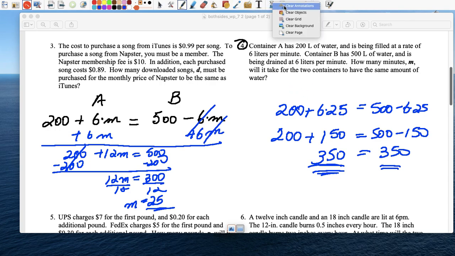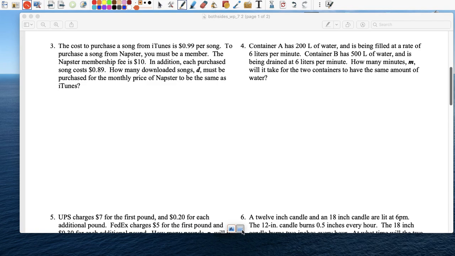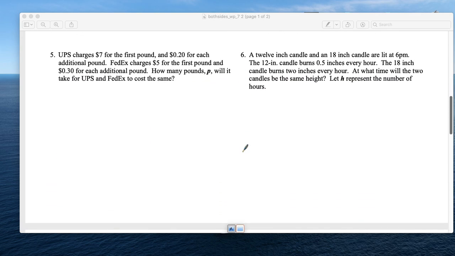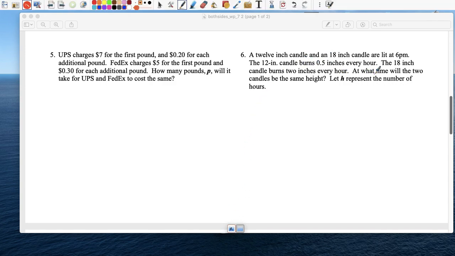Número 6. A 12-inch candle and an 18-inch candle are lit at 6 p.m. The 12-inch candle burns at 0.5 inches every hour, and the 18-inch candle burns 2 inches every hour. At what time will the two candles be at the same height?